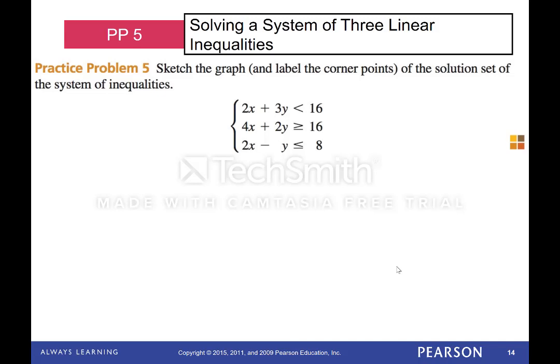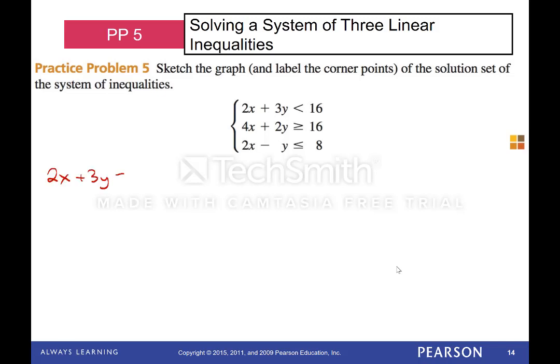So at this point we do want to make sure that we put straight lines into this as we do this here. All right, so let's go for it. Again, what I like to do is solve each of these for y. Once I have that, then I'm going to graph each of those equations and then see where the overlap is.